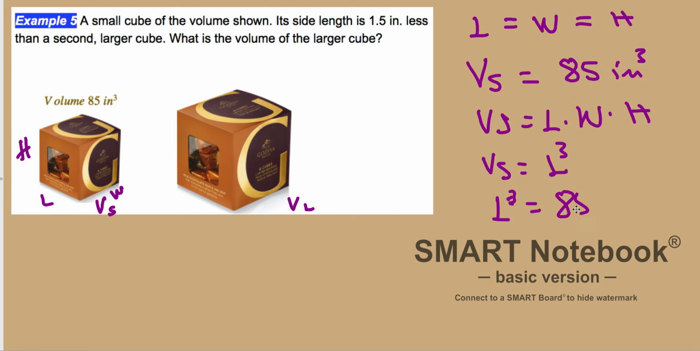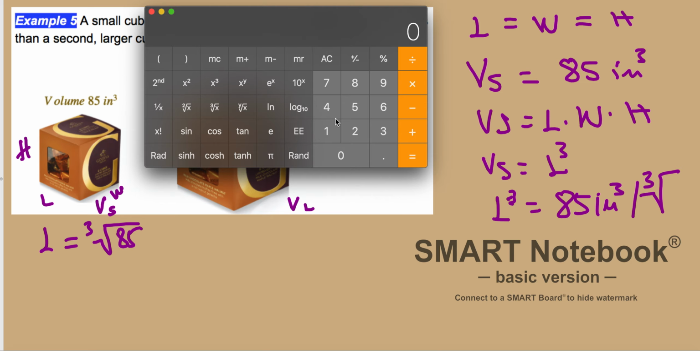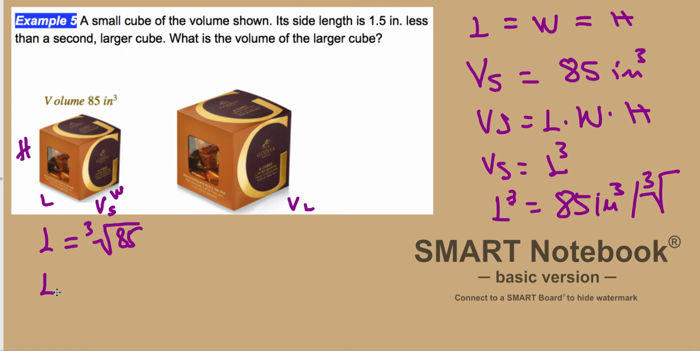So now L cubed is going to be equal to, instead of the volume Vs, I am going to write 85 cubic inches. Now I'm taking the cubic root of both sides. So L is going to be equal to the cubic root of 85. The cubic root of 85 is 4.39, so L is equal to 4.39, or 4.4, in inches.